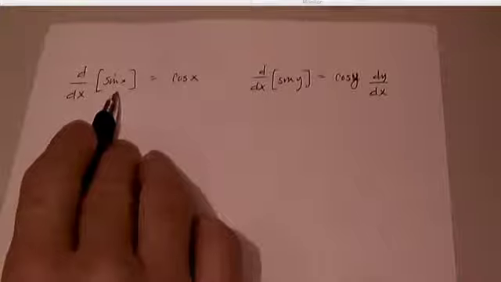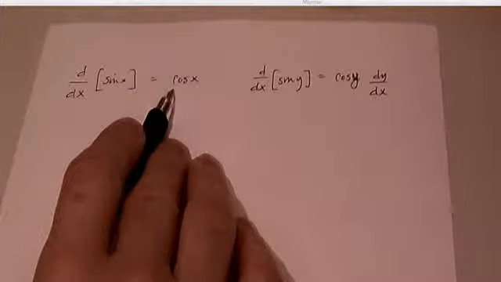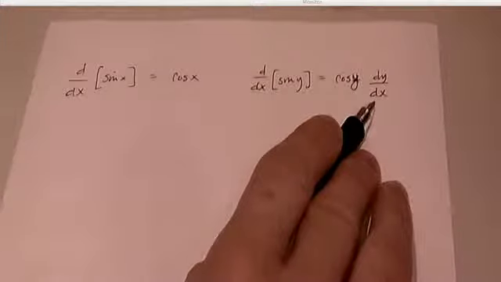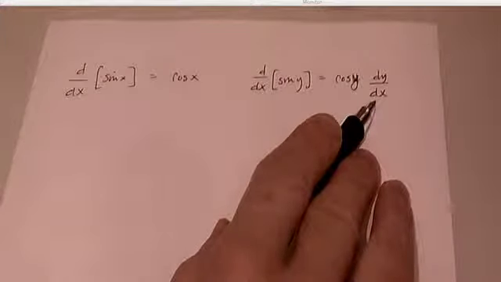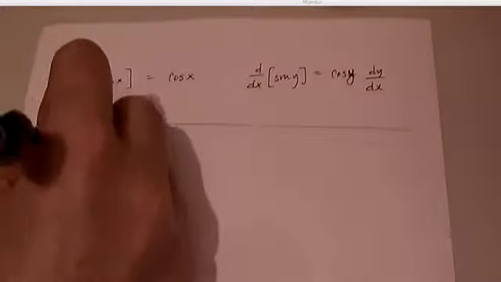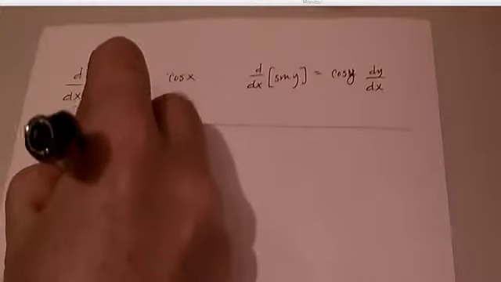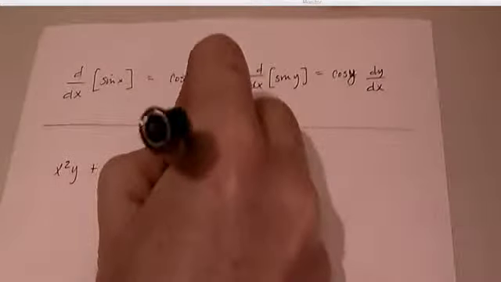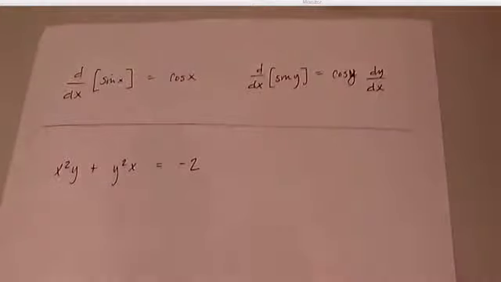If the variables agree, take the derivative as normal. If they don't agree, you have to tack on this derivative right here, which is basically, like I said, the corollary of the chain rule. Okay, well, let's go ahead and do another example. We have x squared y plus y squared x is equal to negative 2.